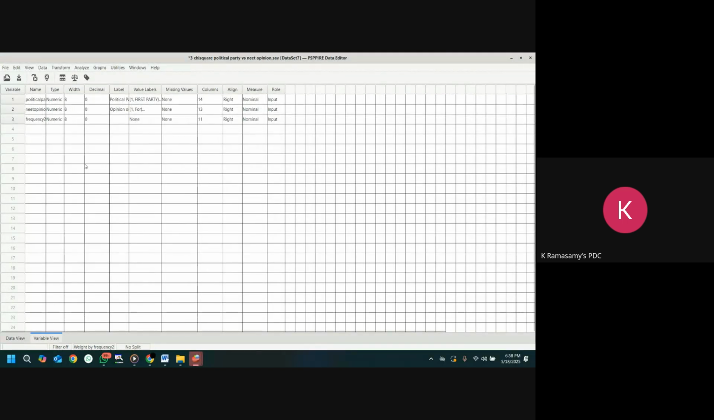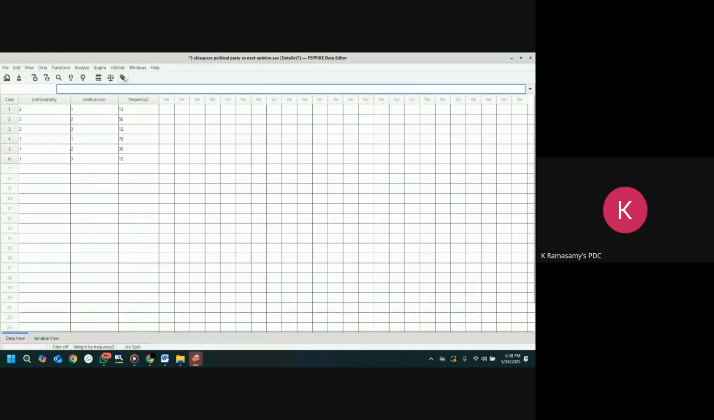Here you can see there are three items. One is go data view, I show value. You can see here political party. So I got two political parties, first party, second party. Okay, and I asked them one question whether you are for NEET, whether you say NEET is required, or you say NEET is not required, or you say that no opinion. Okay, you have got three options.